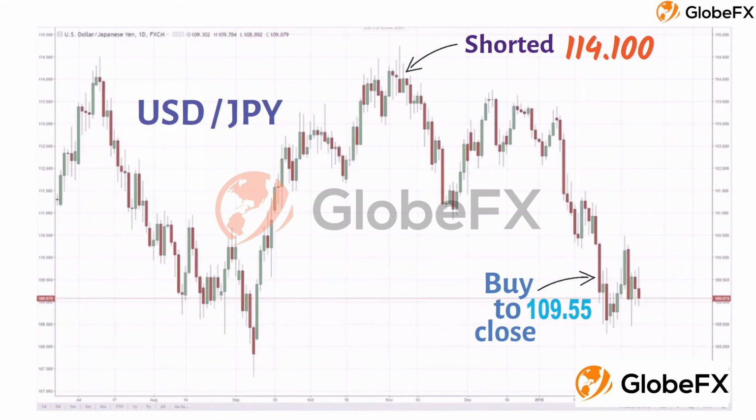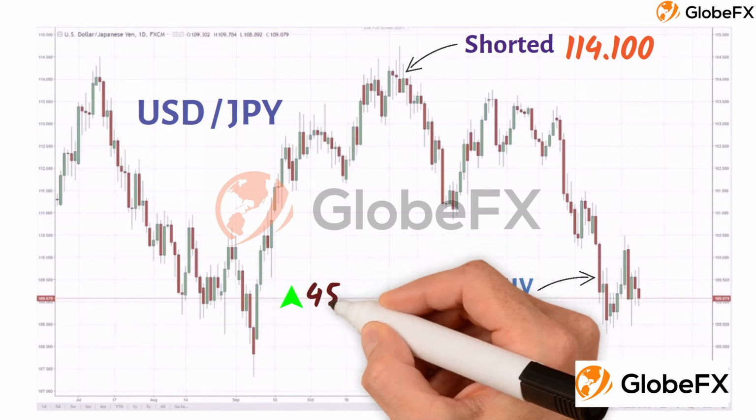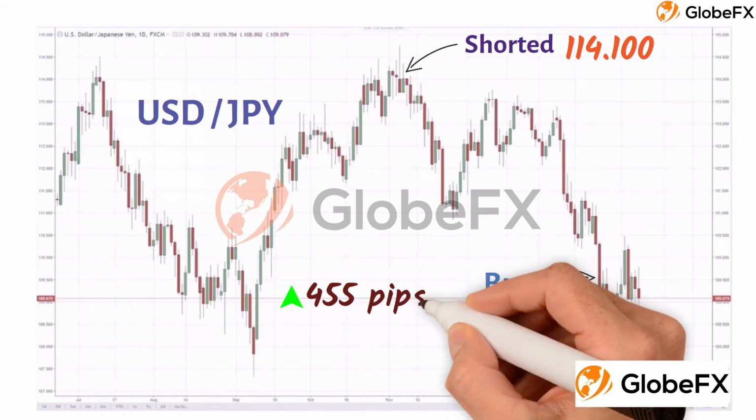So if they sold high and then they closed it low, so that they opened their negative position first and they close it out later by buying it back, what was the difference in pip terms, so that then we can figure out, well, how much money did they actually make? So the change in this position in total pip terms would be 455 pips.